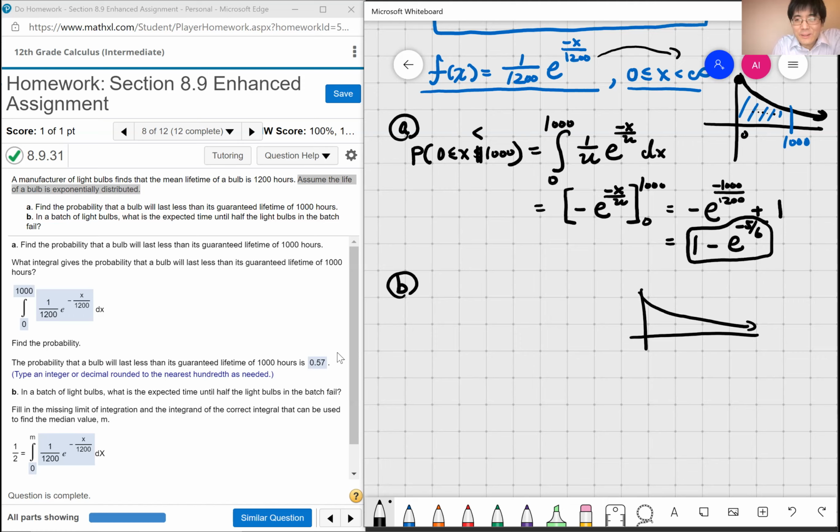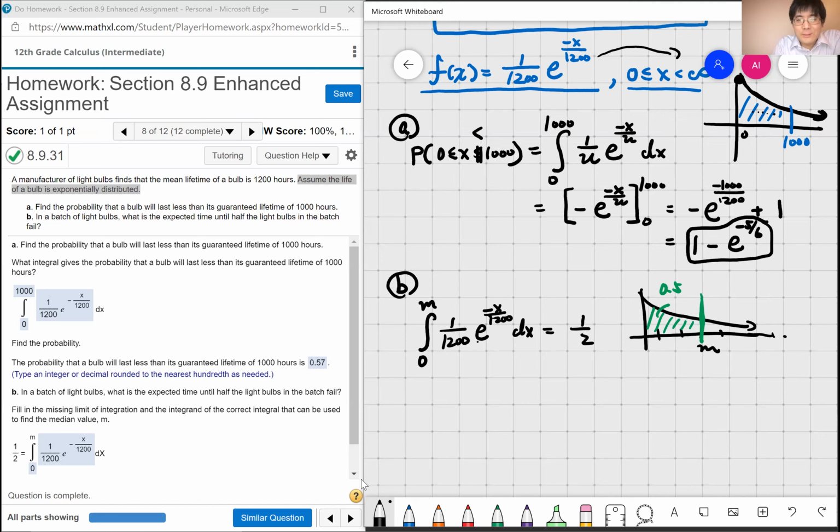Some of them have a life around here, some of them around here, some of them around here, and so on. We need to find the median because the median is the point where half of the bulbs are dead. So we want to find the line such that the area on the left side of the line is 0.5. This word problem is asking for a median. So the integral from 0 through the median of the function is equal to 1/2.